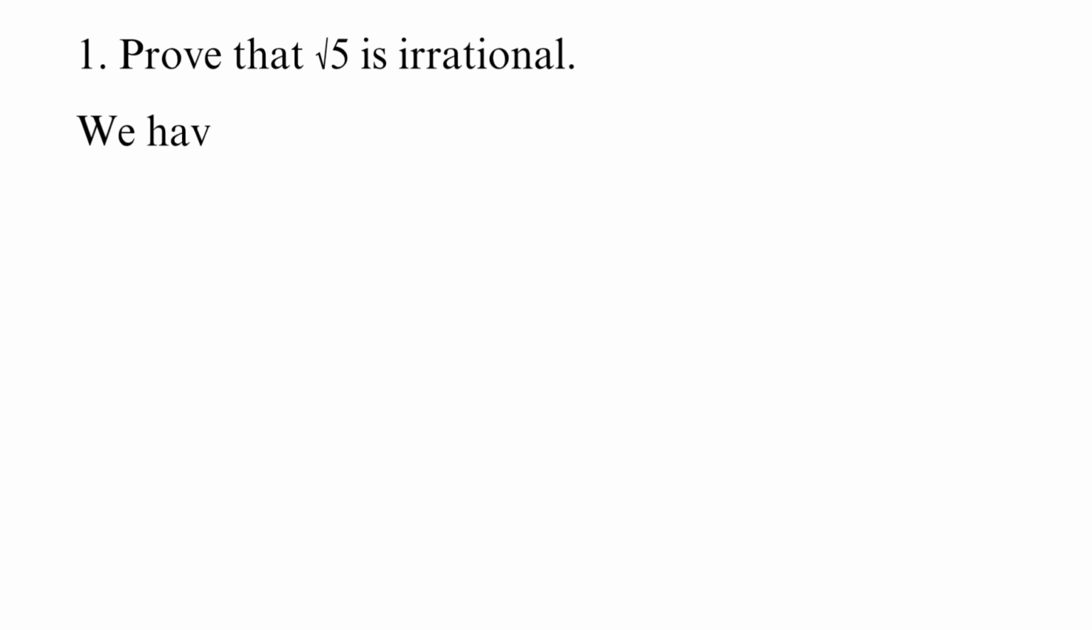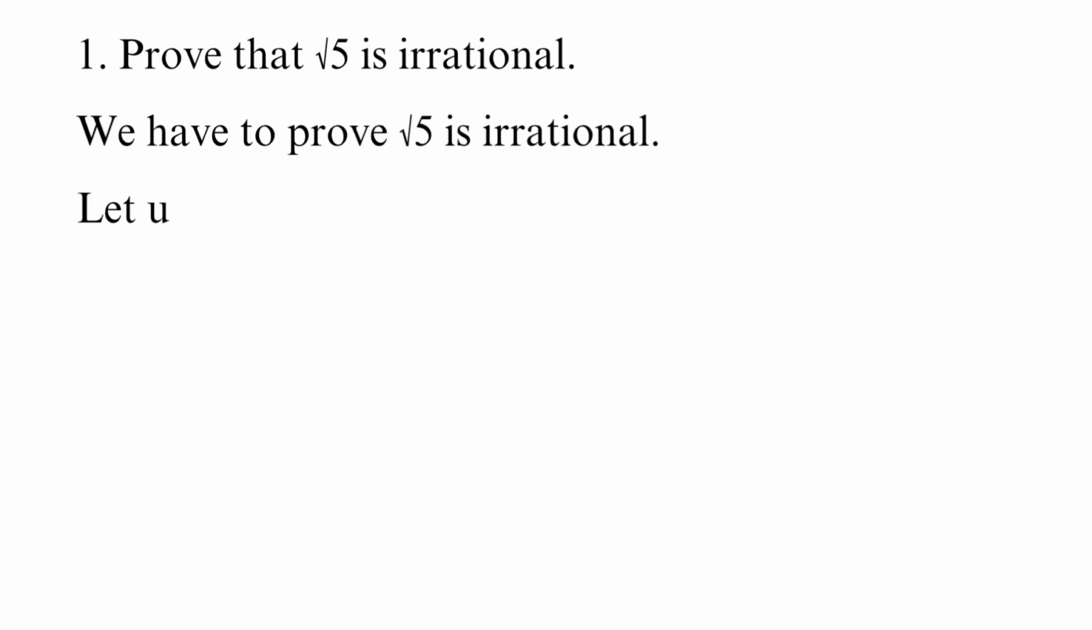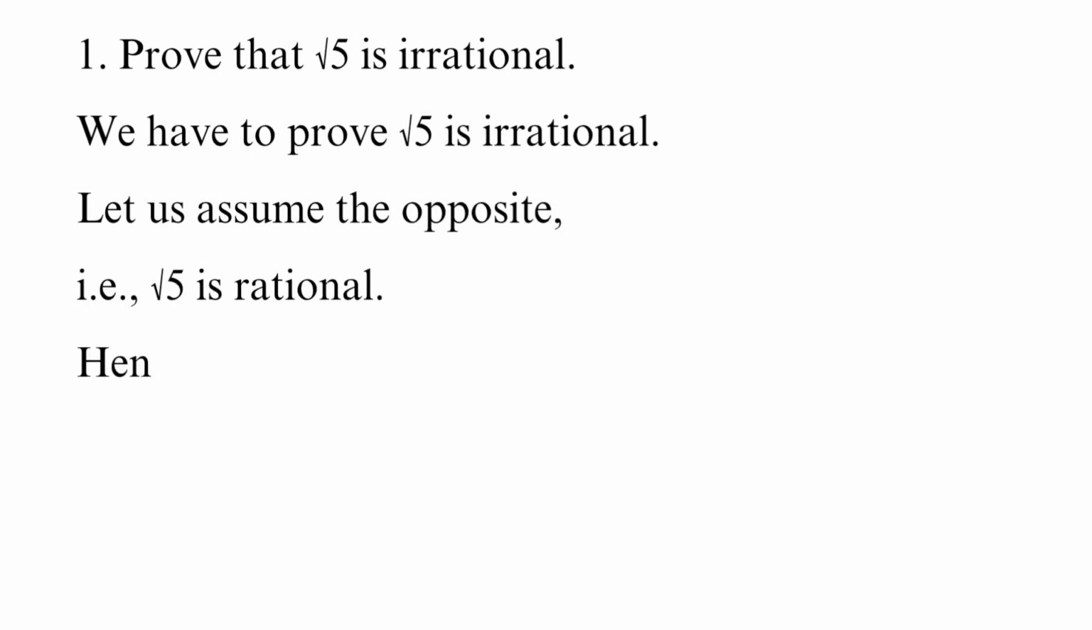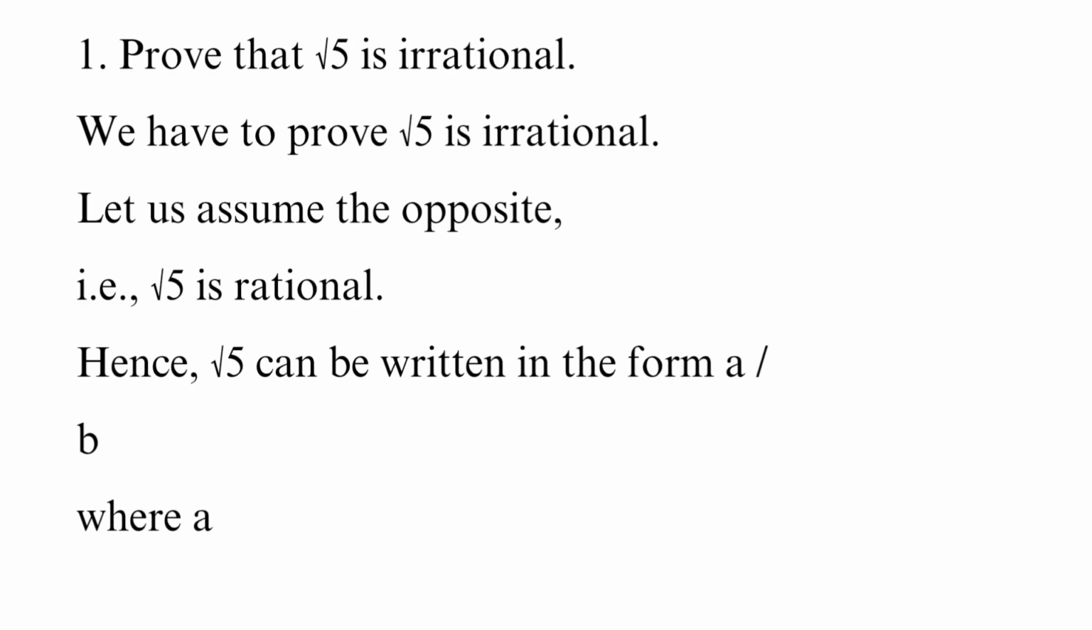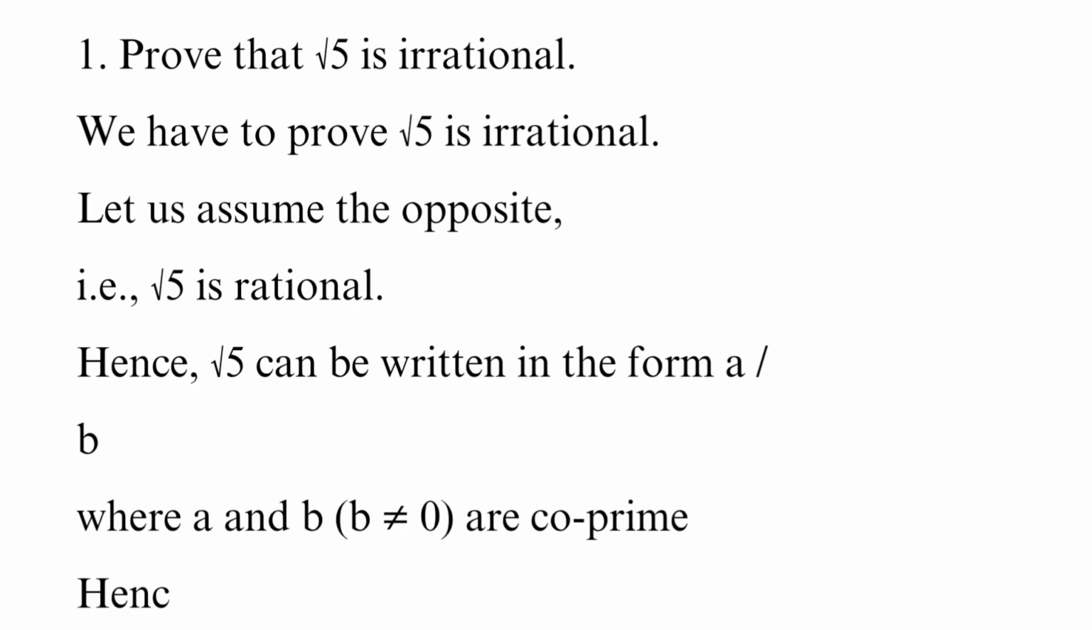Exercise 1.2. Question 1. Prove that square root 5 is irrational. We have to prove square root 5 is irrational. Let us assume the opposite, i.e., square root 5 is rational. Hence, square root 5 can be written in the form a/b, where b does not equal 0, and a and b are co-prime, no common factor other than 1. Hence, square root 5 equals a/b.